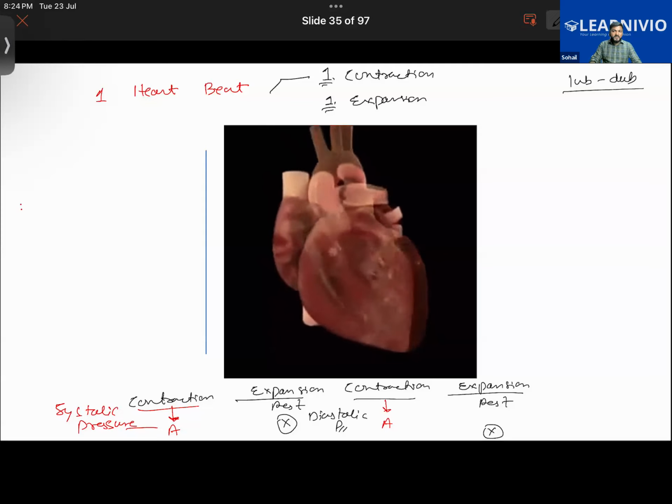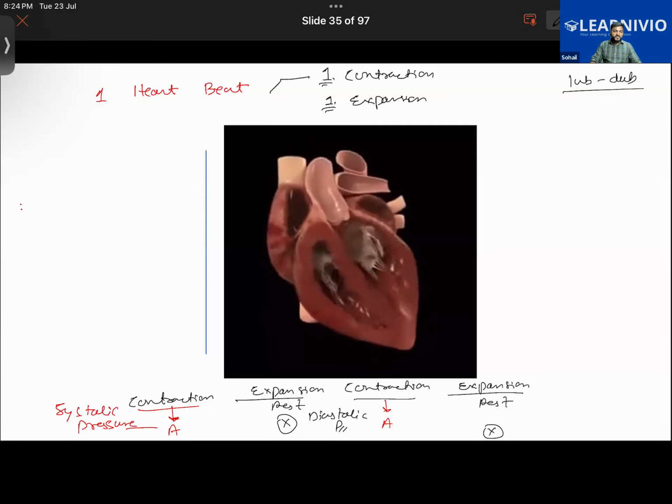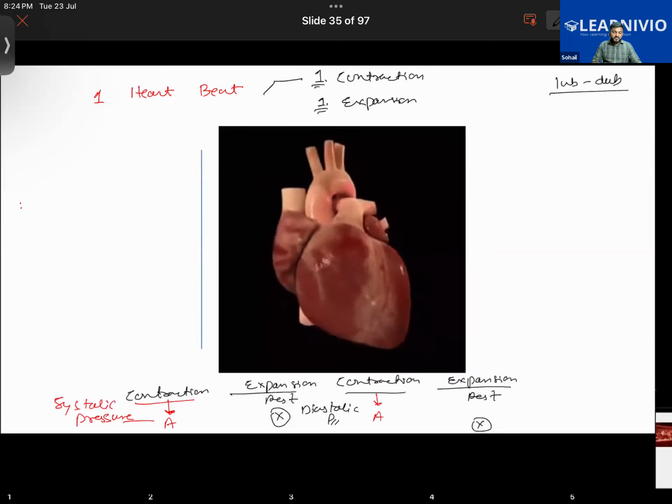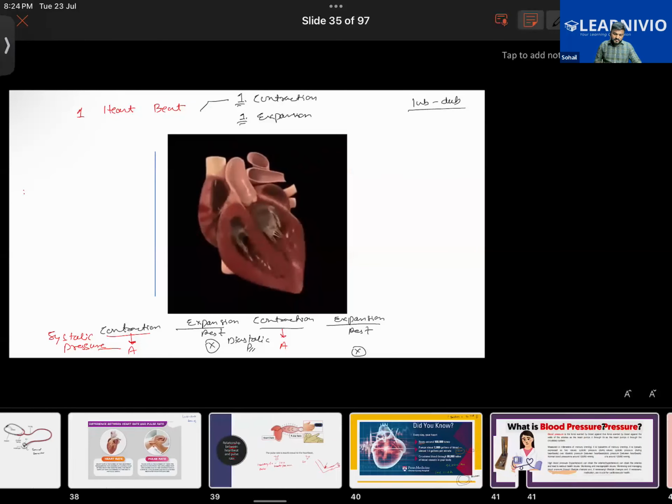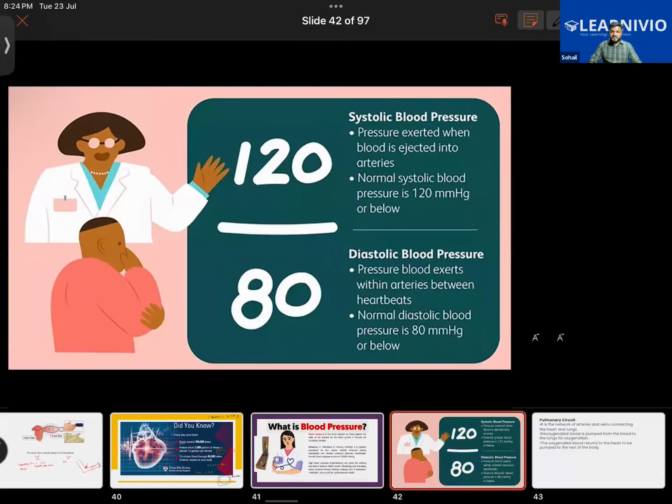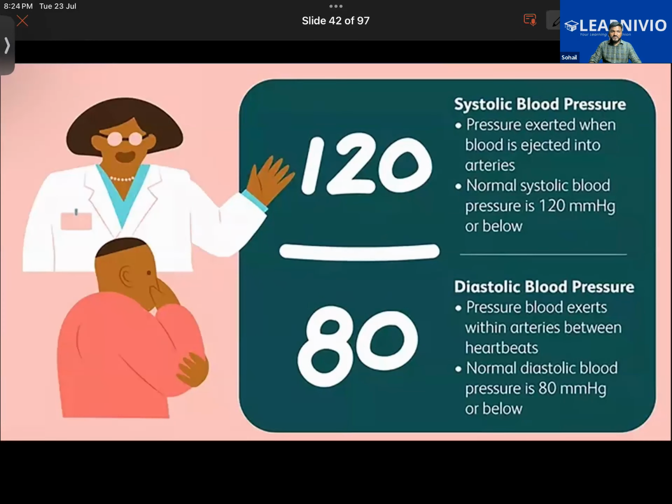Everyone, honestly tell me, have you understood this concept of systolic and diastolic or not? If not, please let me know. Yes, sir. Okay. Others also, please let me know in the chat box or in the class. Sir, it's a bit confusing. A little bit confusing.